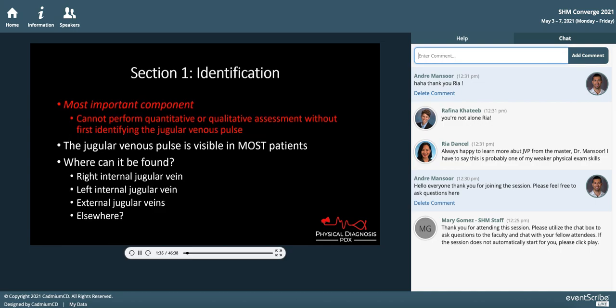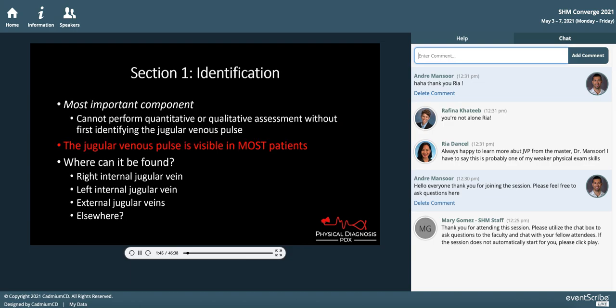Section 1, Identification of the jugular venous pulse. This is the single most important of the three components simply because without it, components 2 and 3 cannot even be attempted. You will often hear from trainees and colleagues that the jugular venous pulse couldn't be visualized in a patient for X or Y reason, usually because of a large neck or the presence of a beard. In our experience, the jugular venous pulse is visible in the vast majority of patients. You just have to know where to look and how to find it.